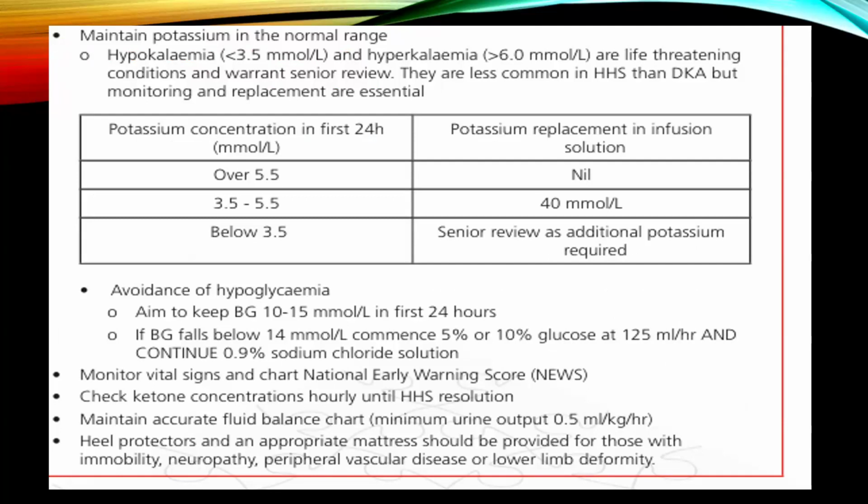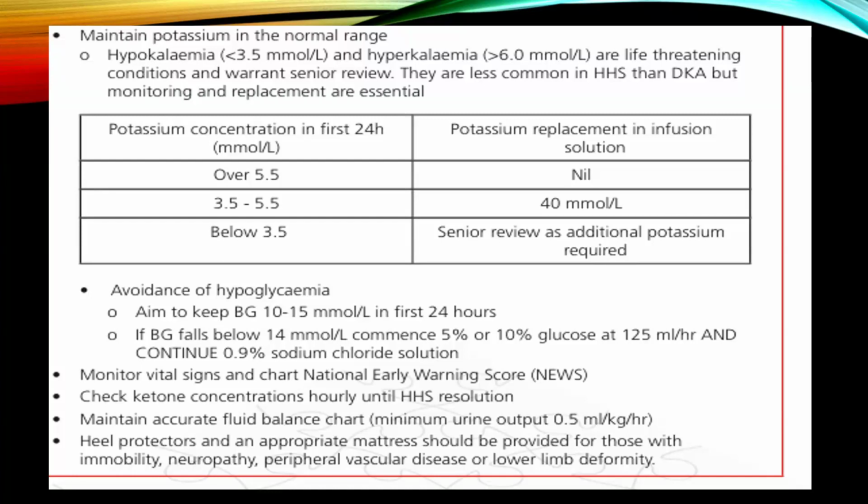Maintain the potassium in the normal range. Hypokalemia and hyperkalemia are life-threatening conditions and warrant senior review. They are less common in HHS than DKA, but monitoring and replacement is necessary. So replace the potassium according to the following.